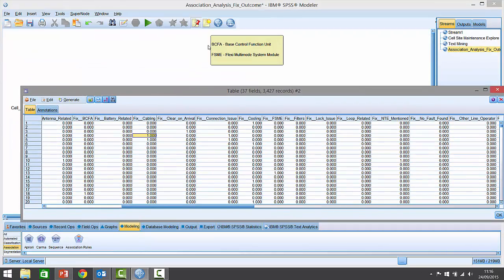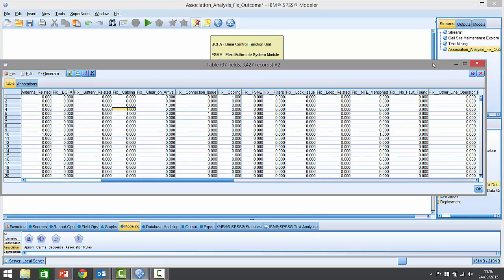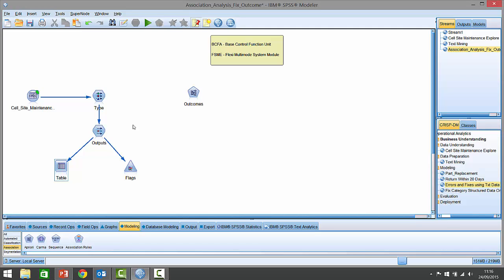And I've just made a little note here in the background. BCFA is a basic control function unit. FSME is a flexi multi-mode system module. These are particular components which need addressing or need replacing at particular points in time. Can we actually find a way to predict these outcomes at the time that the error message is generated, so that we can be much more proactive and maybe order parts ahead of the engineer being dispatched, or order parts so that the engineer can pick them up on site when he or she arrives to inspect that particular site.